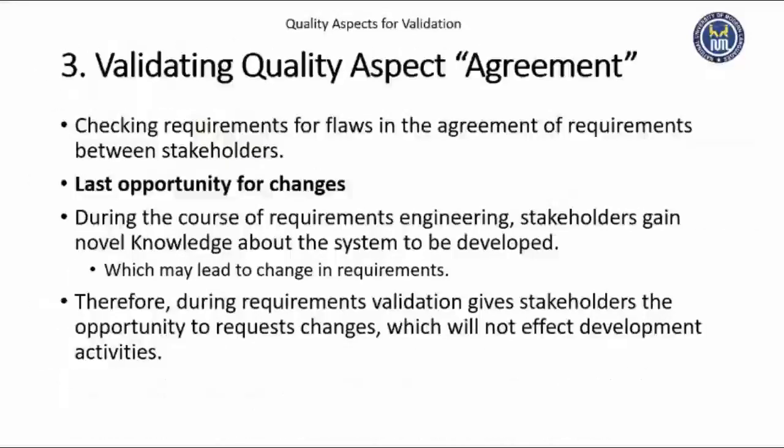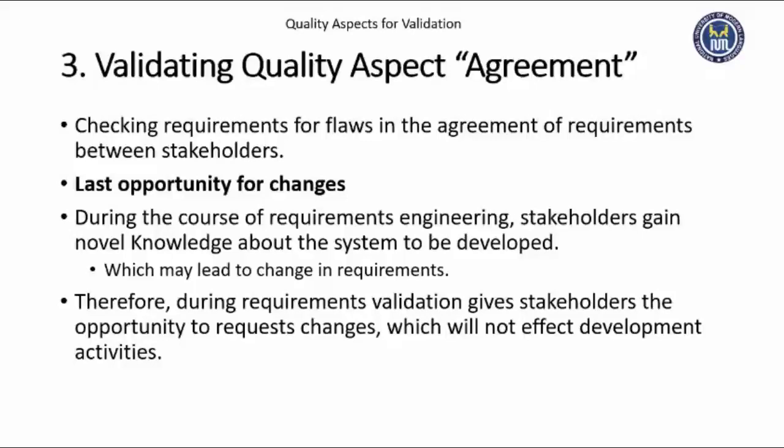Let's talk about the third quality aspect, which is agreement. It means checking requirements for flaws in the agreement of requirements between stakeholders. This is the last opportunity for change; you can't change afterwards. During the course of requirements engineering, stakeholders gain novel knowledge about the system to be developed, and they can always come up with the need to change the requirements. These may lead to changes in requirement documentation, so write them down as changes in requirements. Therefore, during requirement validation, give stakeholders the opportunity to request changes which will not affect development activities.